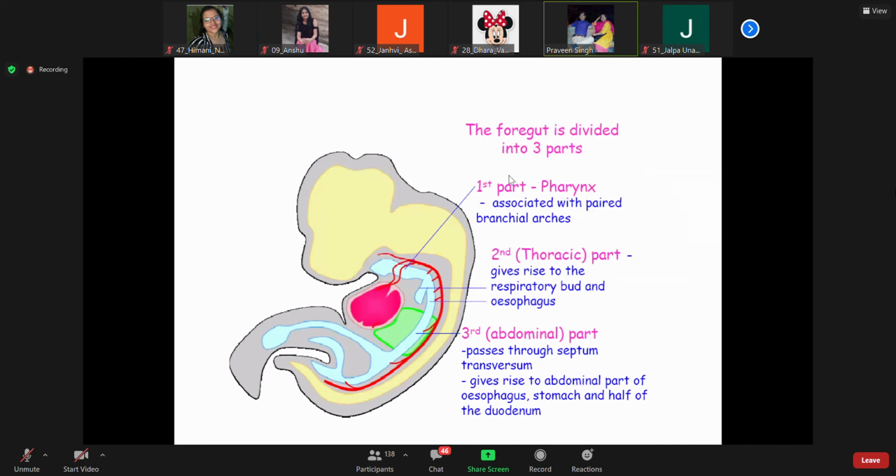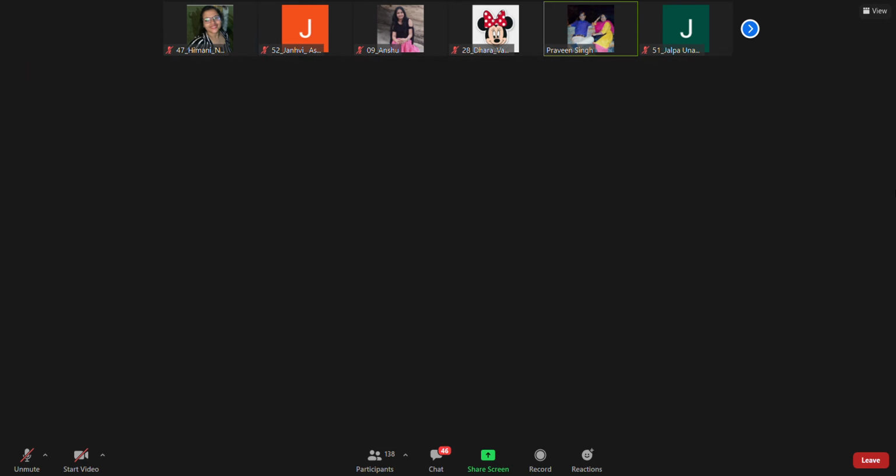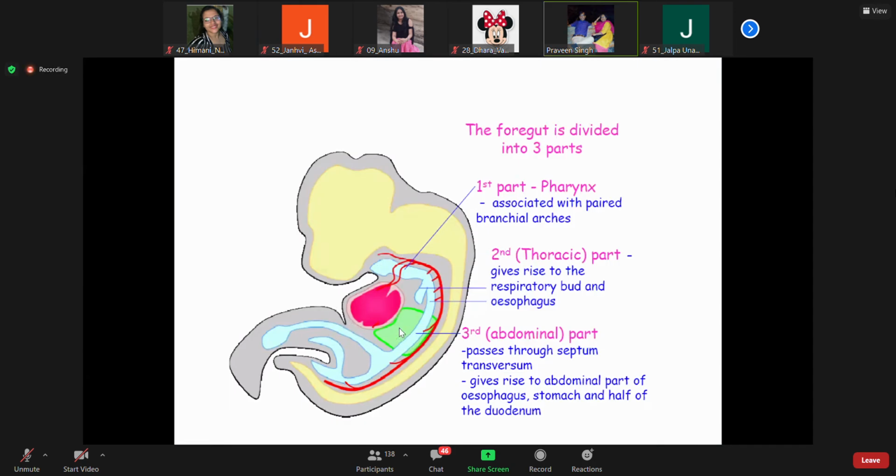Foregut is divided into three parts. First part is pharynx, second is thoracic part, third is abdominal part, which passes through the septum transversum. This green colored thing is the septum transversum. Actually, its name is thoraco-abdominal diaphragm. This diaphragm is going to separate the thoracic cavity from the abdominal cavity, so it is called the thoraco-abdominal diaphragm. The third part of the foregut passes through it and gives rise to the abdominal part of the esophagus, stomach, and half of the duodenum.